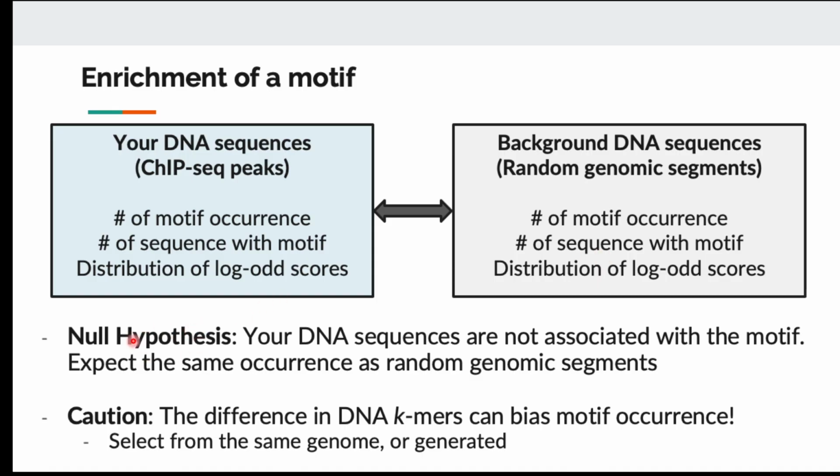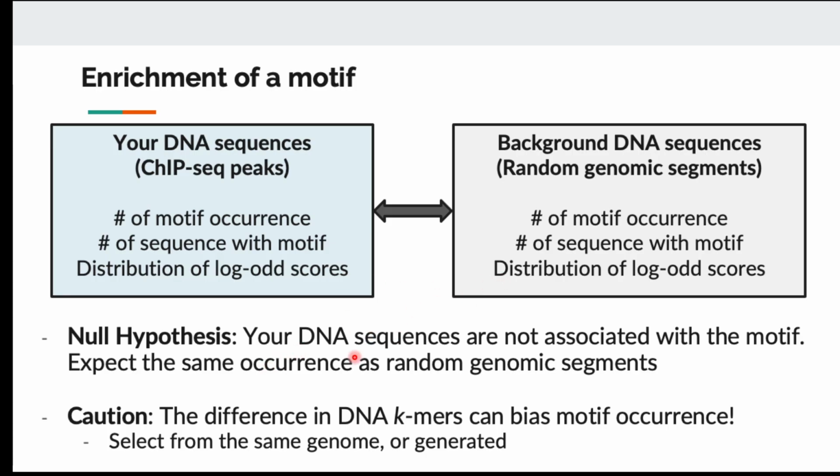So the null hypothesis here is that your DNA sequences from the ChIP-seq data are not associated with the motif. The null hypothesis is, no, the motif that I'm seeing is not linked to my transcription factor. So our expectation under the null hypothesis is that we see the same frequency of motif, the same fraction of sequences with motif, and the same distribution of log odds scores between our data and the background. So you can use your favorite test for number of occurrences. You might use the Poisson distribution again. For log odds scores, which are real numbers, you might do a t-test, or you might do a Mann-Whitney U-test.